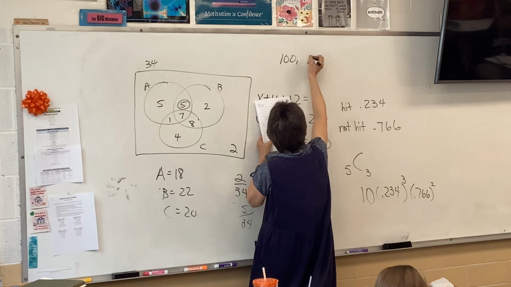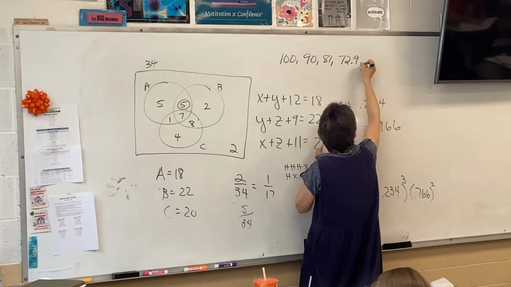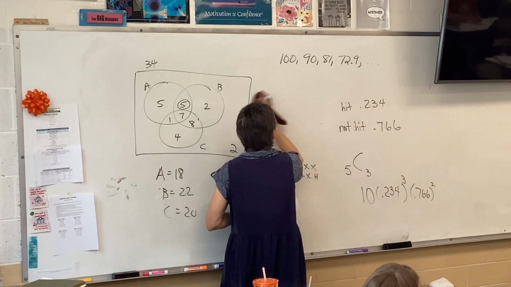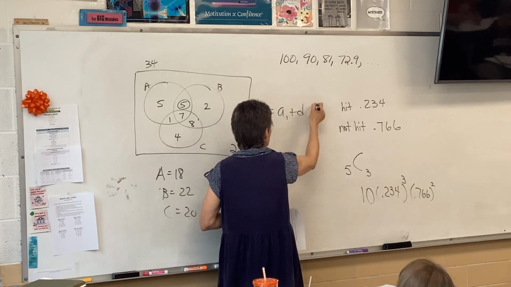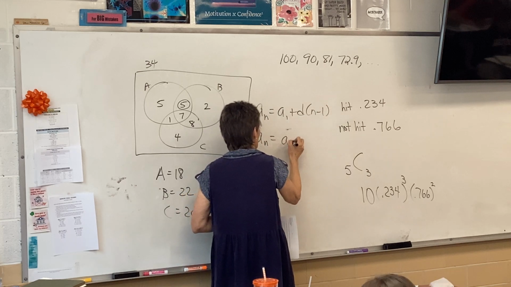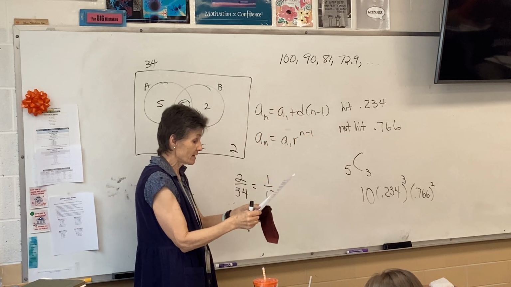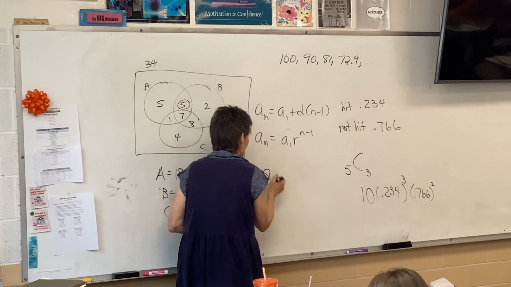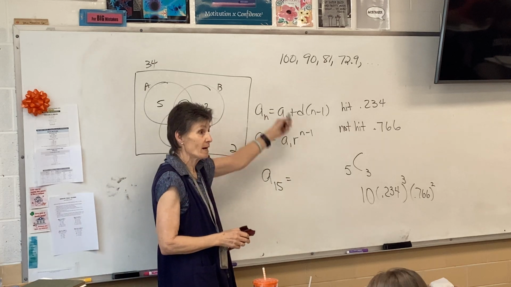So, I am either going to be using A sub n equals A sub 1 plus d(n minus 1), or A sub n equals A sub 1 r to the n minus 1. Because my job says literally, find the 15th term. So I am going to find A sub 15. So these are the formulas, these are my options.